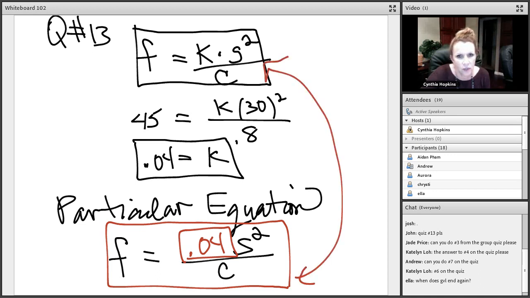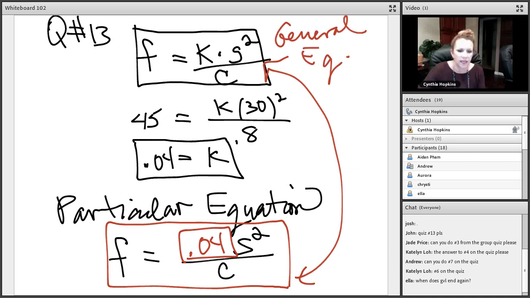This general equation, of course, has the K in it. And now the particular equation has K solved for and the number written in there. So now I know exactly how F and S and C are related to each other. Okay, so that's the equation.